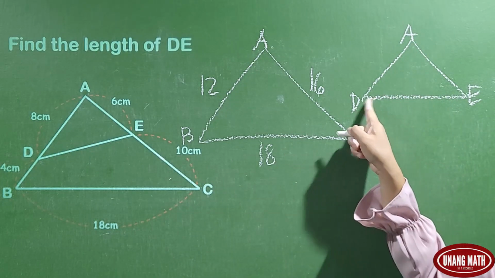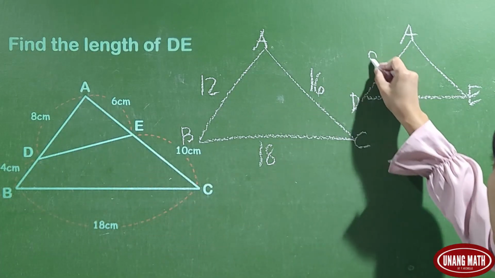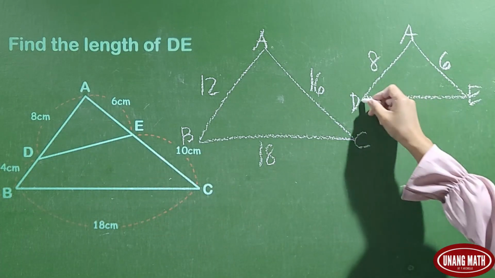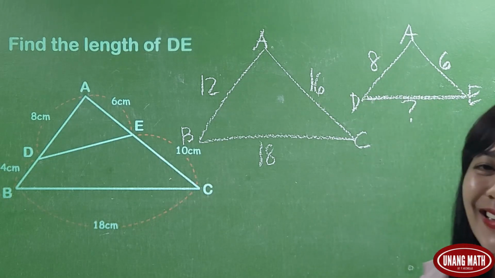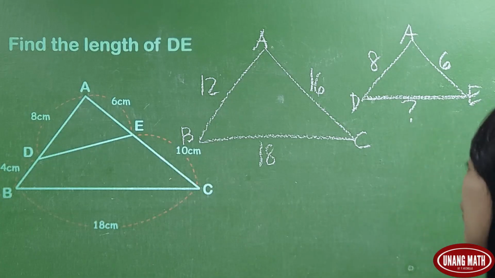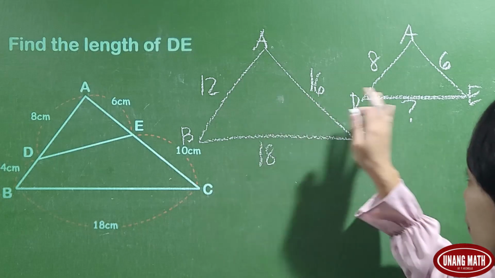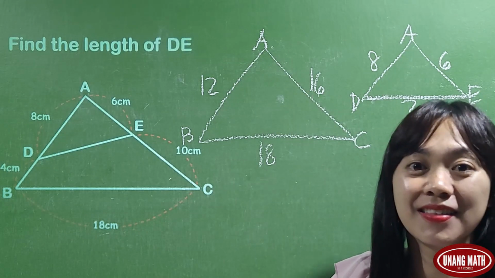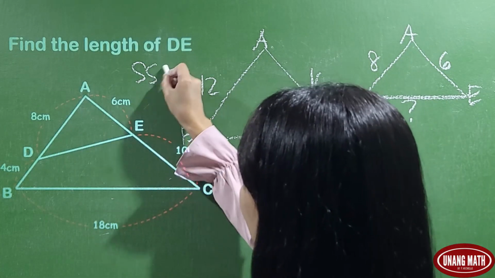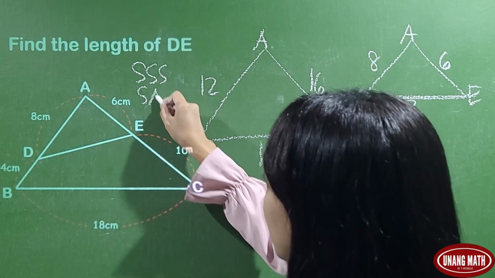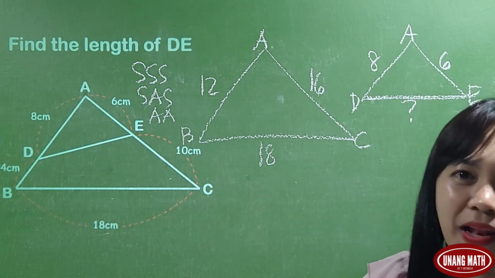Okay, what about here? AD is 8, AE is 6. So this is 8, this is 6 centimeters. And we are looking for this side DE. Okay, to find the measure of side DE, let's find out if these two triangles are similar figures. Will it be SSS similarity, SAS similarity, or AA similarity?